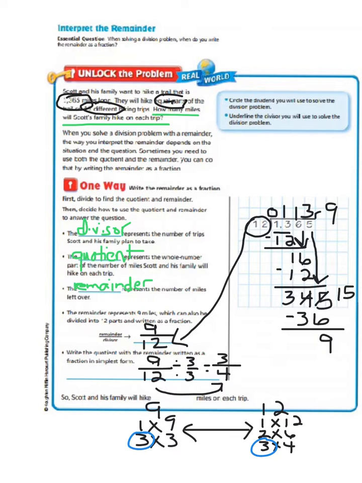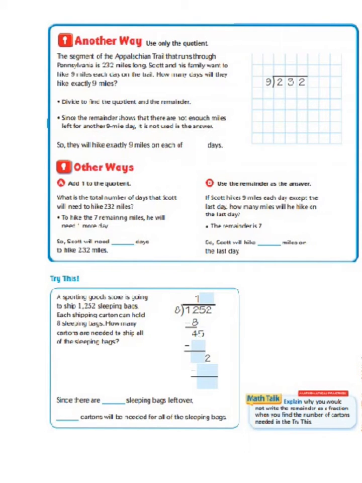and that is 1 3/4 miles on each trip, and that goes in that blank. All right, let's look at another way that we can use the quotient.